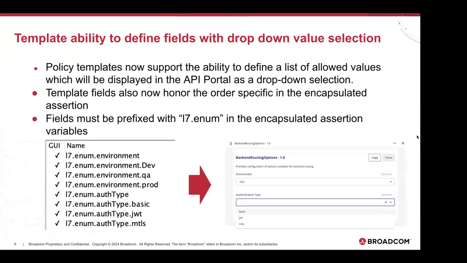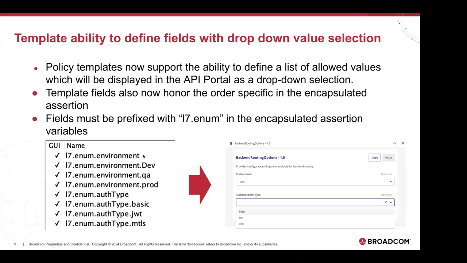The next item here is to allow you to define drop-down value selection within a policy template. The other change within this feature is the order of fields that show up within policy templates will now match what is defined in the actual encapsulated assertion that you create. Previously, you really had no control over the order. Now, whatever you define in that template will be the order it's presented in.